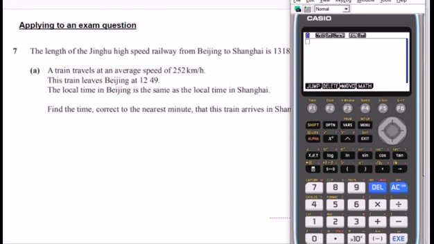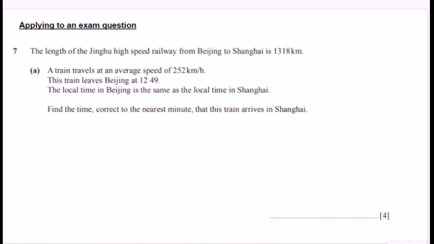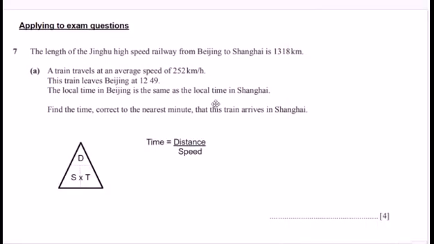So looking at this, you can see it's a distance, speed, time question. So you should really know that this is the triangle: distance, speed, and time. You're trying to find time, so if you cover over time, time is distance over speed. We're going to have to do distance divided by speed, e.g. the distance, 1318, divided by 252. So that's going to be the first thing that we do.